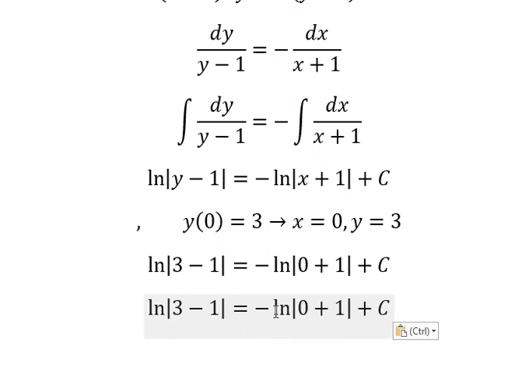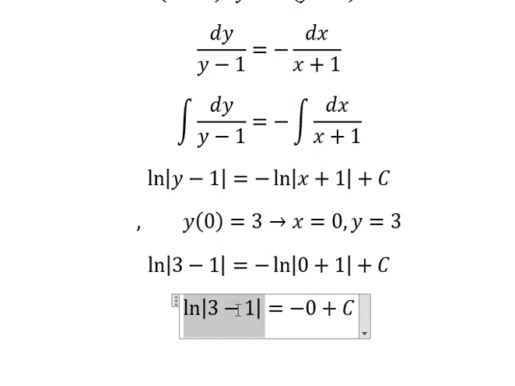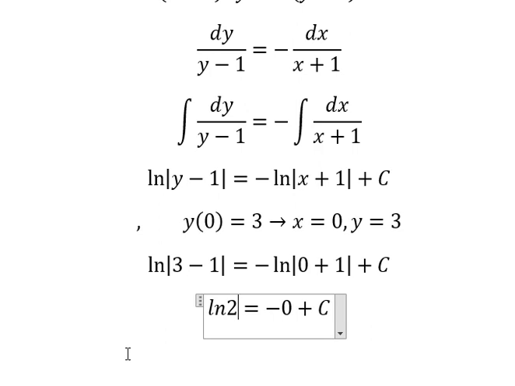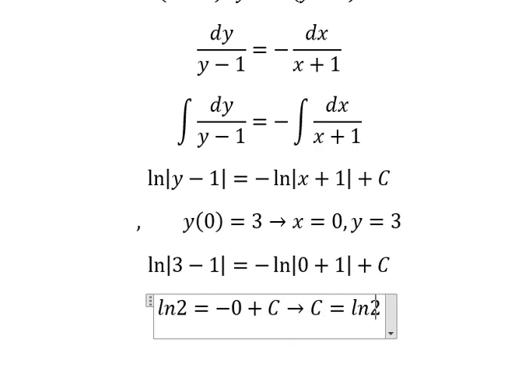ln 1, you get 0. This one we have ln 2. So c equals ln 2.